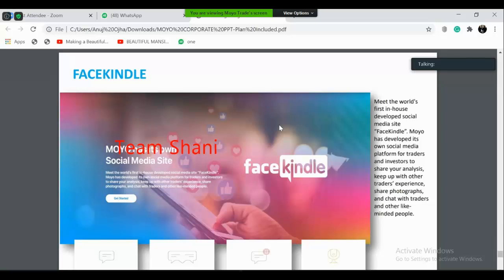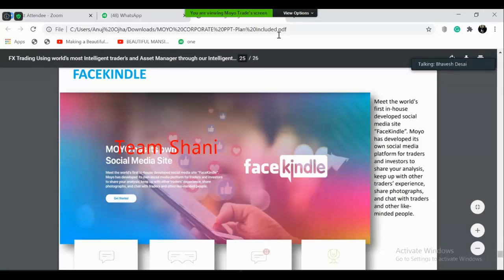If you guys can take a target of 10 to 15 people outside Bucks and outside Moyo, your friend circles, your family members, see if you can introduce them to FaceKindle, ask them to come and join on FaceKindle. Guys, in the next 6 to 7 months we are targeting close to 5 million. We need 5 million people on FaceKindle.